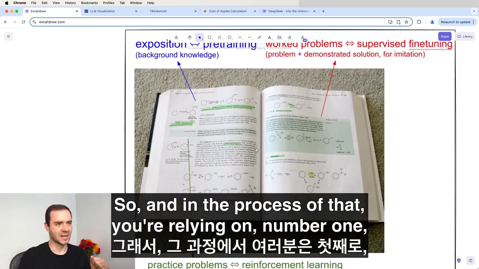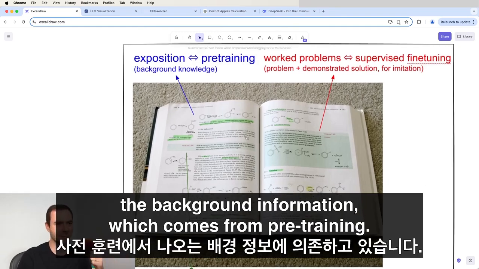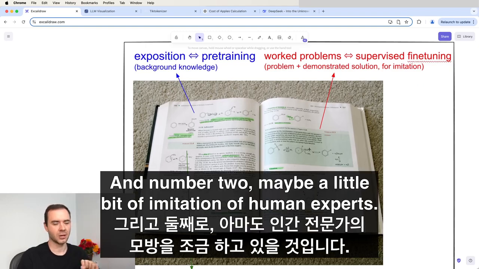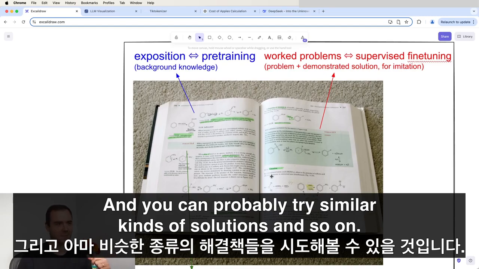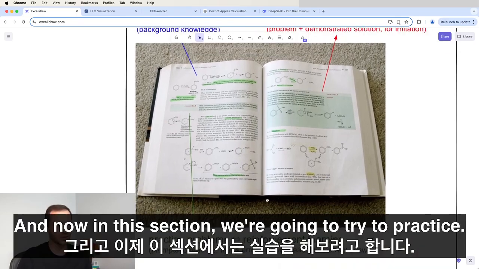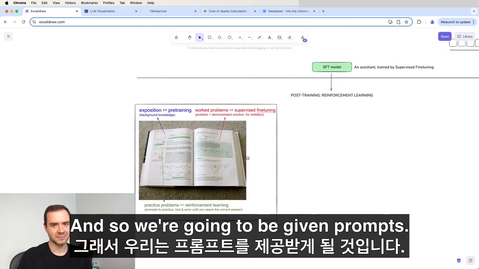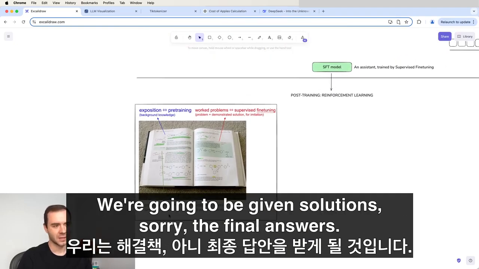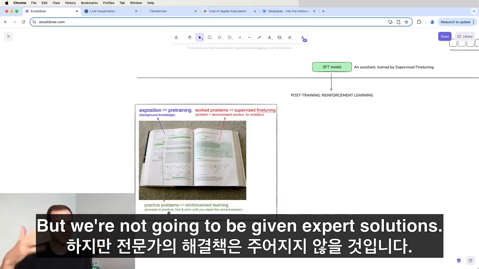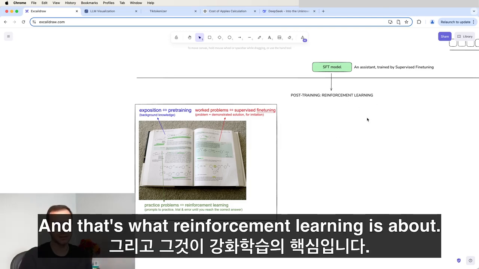In the process of that, you're relying on, number one, the background information, which comes from pre-training, and number two, maybe a little bit of imitation of human experts. And you can probably try similar kinds of solutions and so on. So we've done this, and now in this section, we're going to try to practice. We're going to be given prompts and the final answers, but we're not going to be given expert solutions. We have to practice and try stuff out. And that's what reinforcement learning is about.